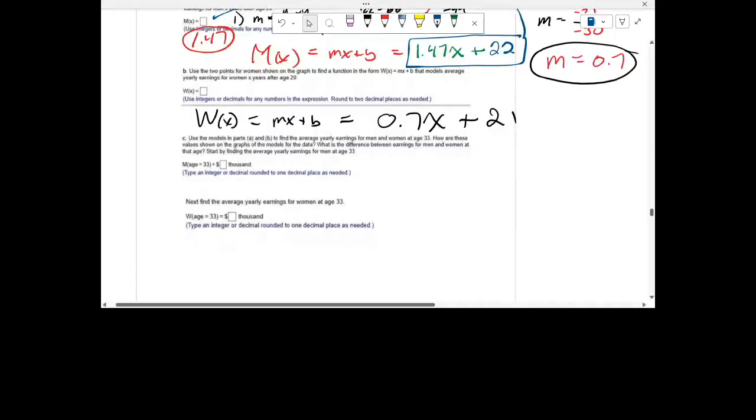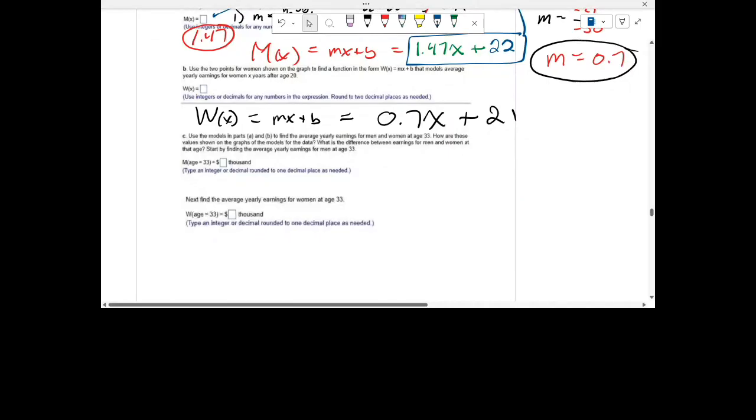Now, we're going to do part C. Part C has 2 parts, okay? The first part says, use the models in parts A and B to find the average yearly earnings for men and women at the age of 33. How are these values shown in the graphs for the models of the data? And then what's the difference in earnings for men and women at that age?